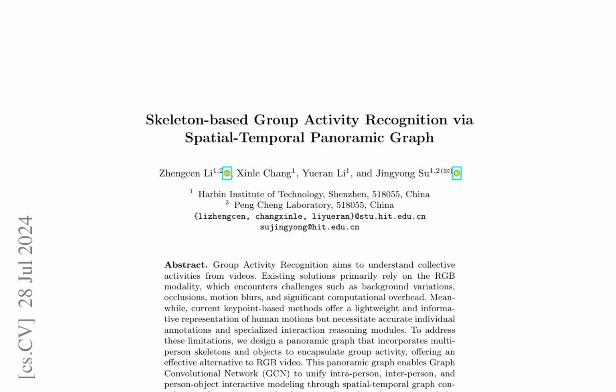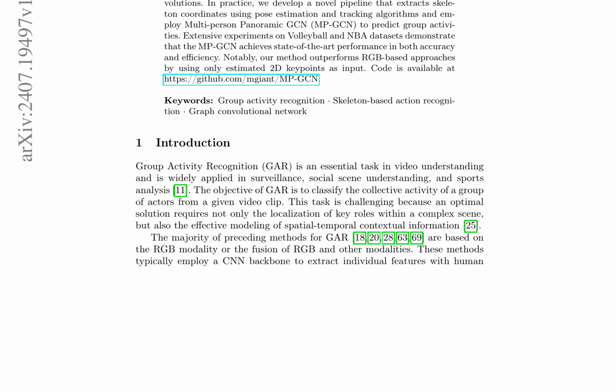To overcome these limitations, the authors propose a novel approach using a panoramic graph that incorporates multi-person skeletons and objects to encapsulate group activity. This graph enables Graph Convolutional Network (GCN) to unify intra-person, inter-person, and person-object interactive modeling through spatial-temporal graph convolutions. The panoramic graph represents a group activity as a collection of multi-person skeletons and object keypoints, leveraging the strong prior of the skeletal graph to enhance feature extraction capabilities of spatial and temporal graph convolutions.